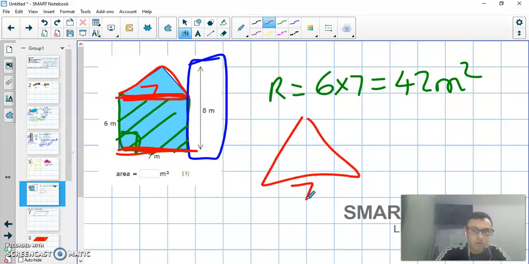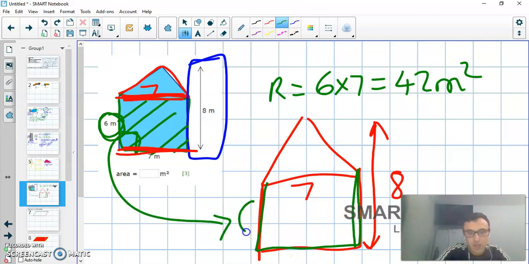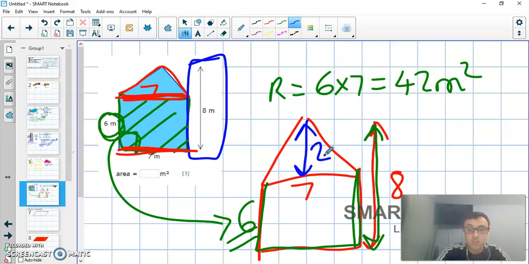I've got total length all the way up of 8. And I know that this side of my shape here, so the green rectangle, this length, which I'm going to magpie from there and put it here, is 6. So if I know this part here is 6 and my total is 8, well, I can then work out this missing part here, which must be 2, because 2 add 6 is 8, the total. So I know now my measurements of my triangle are 7 all the way along and 2 up.